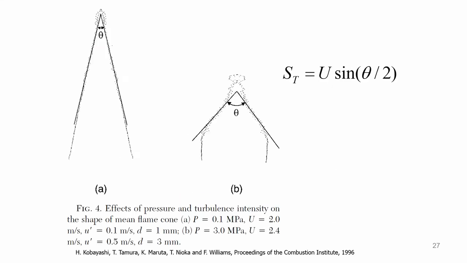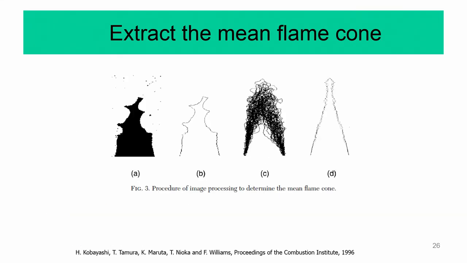So how do you find out the turbulent flame speed? For that, first you have to extract the mean flame cone. You find all these flame contours like this, and this is for one realization. There can be another realization like this. So you get different realizations, and then you can average them out and find the average. For example, the average flame cone for this will look something like this. We do some image processing to extract the flame edges and find the mean flame edge, and it looks something like this.